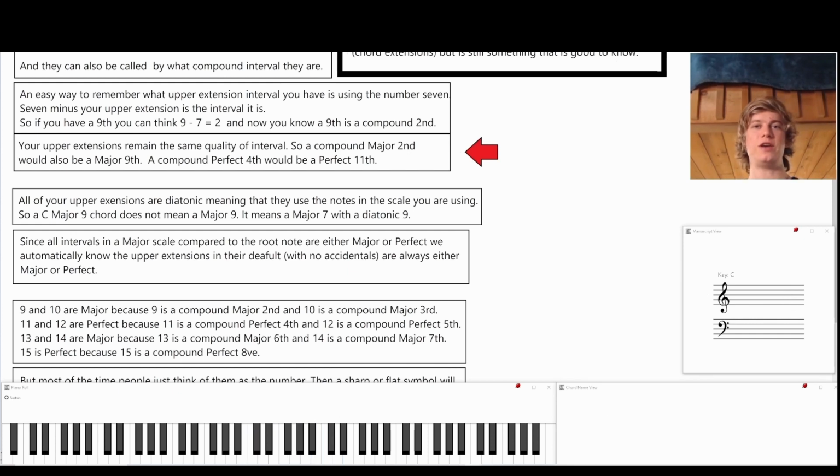Okay, so now we know a compound major second is the same thing as a major ninth, but this also works for perfect intervals. So if I had a compound perfect fourth, that would be the same thing as a perfect 11th. Okay, so I'm going to break that down a little bit.